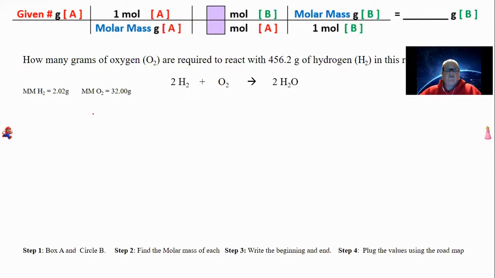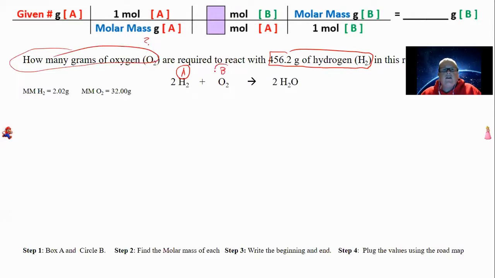So here's my balanced equation. I put a box around A, so my A is hydrogen. And a circle, how many grams of oxygen? So this is my B. Here you see A and B are both on the same side. And sometimes you might have B here and A there. We're always interested in two substances, and we're not worried about anything else.